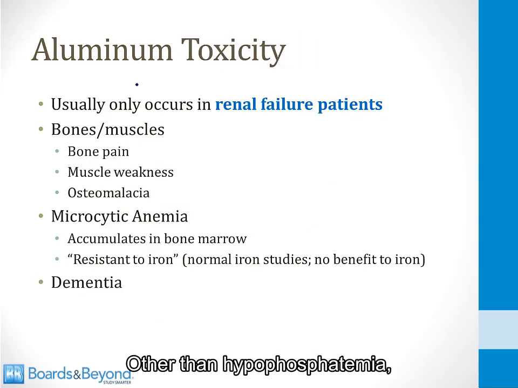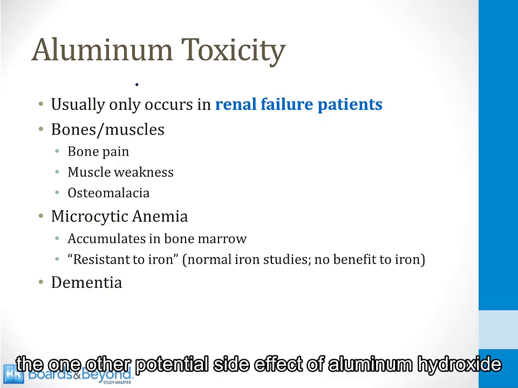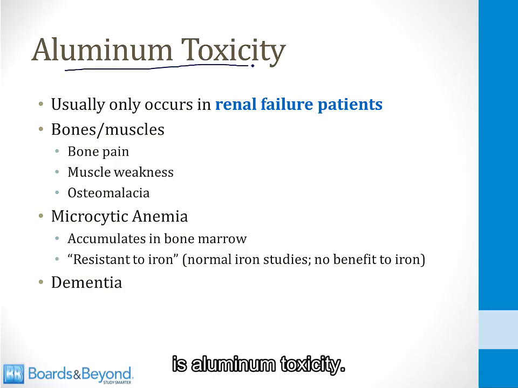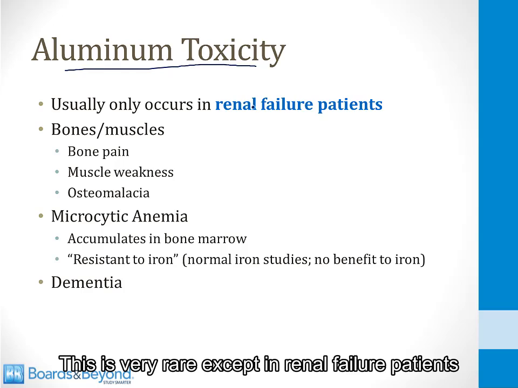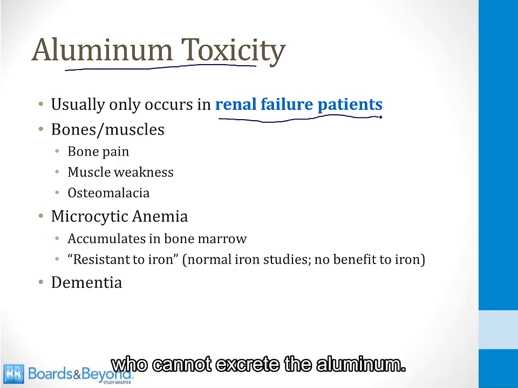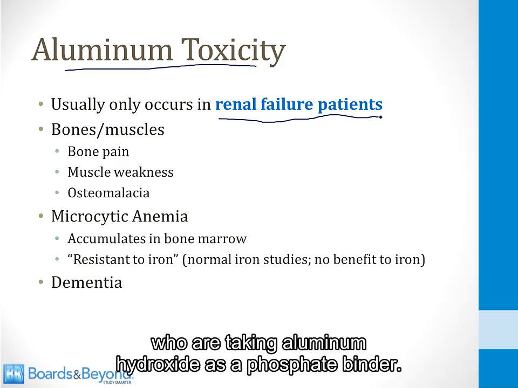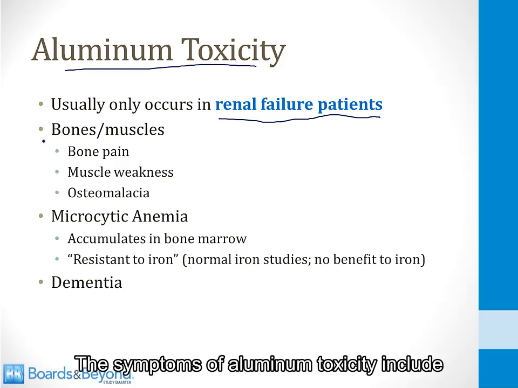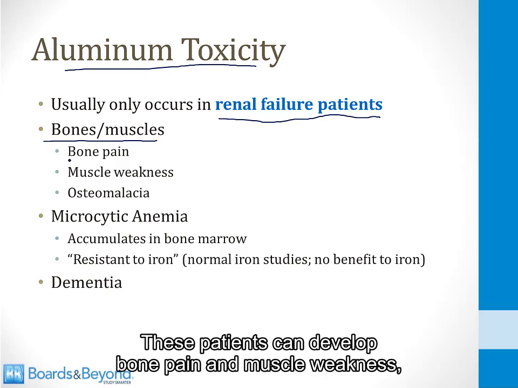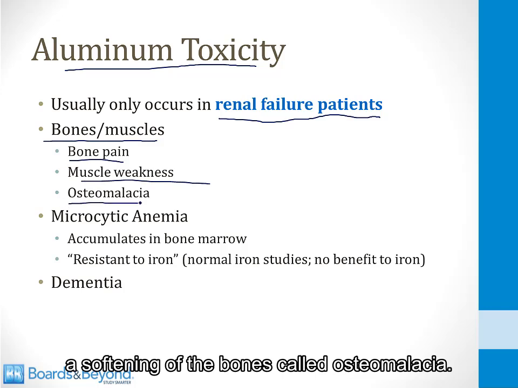Other than hypophosphatemia, the one other potential side effect of aluminum hydroxide is aluminum toxicity. This is very rare except in renal failure patients who cannot excrete the aluminum. It usually occurs in dialysis patients who are taking aluminum hydroxide as a phosphate binder. The symptoms of aluminum toxicity include bone and muscle symptoms. These patients can develop bone pain and muscle weakness, and they can develop a softening of the bones called osteomalacia.